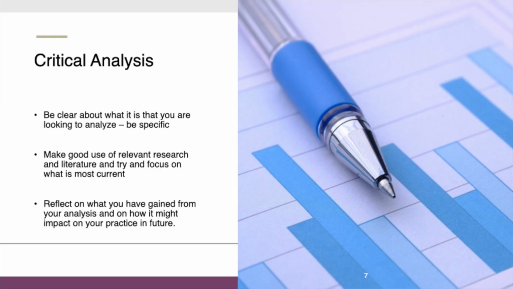And finally, for the critical analysis, you need to be clear about what it is you are looking to analyse, so be specific. It could be about application of the Mental Health Act. It could be about changes to how your team is structured and organised to meet the needs of the community. And you need to think about how you can draw in wider research to help support your critical thinking and your critical analysis of what it is that you're deciding to reflect upon in more depth.